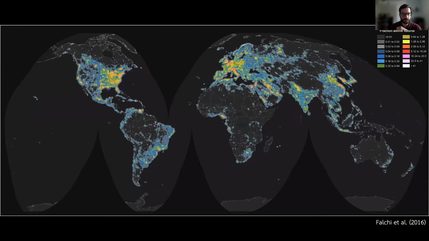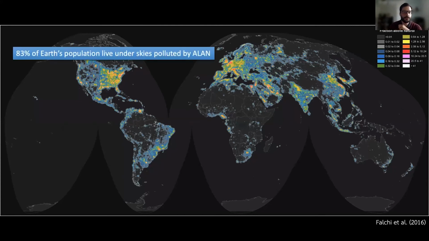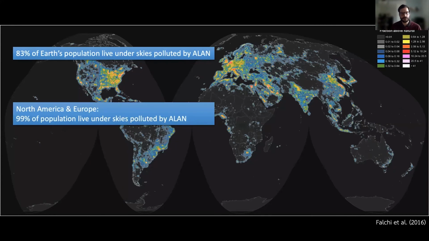But to give you a few numbers, what this light pollution map means for us. We know that at the moment, globally, 83% of Earth's population live under skies polluted by artificial light at night, or short ALAN. It means only 17% have a pristine night sky. For North America and for Europe, we were just talking about it, it is much worse, because here 99, this is also a crazy number, in fact 99% of the population live under skies polluted by artificial light at night.